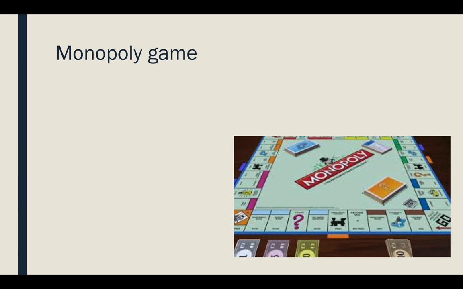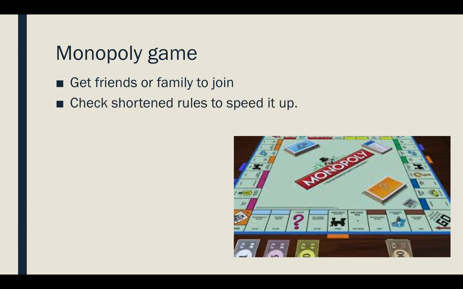What I want you to do now is to find a game of Monopoly, which you should all be familiar with. I want you to try and get some friends or family to join you and actually go and play the game. You could check the shortened rules to try and speed it up if you don't have a lot of time. Basically, things like allowing yourself to buy on the first round rather than waiting until you've gone around once, maybe starting with less money, etc.